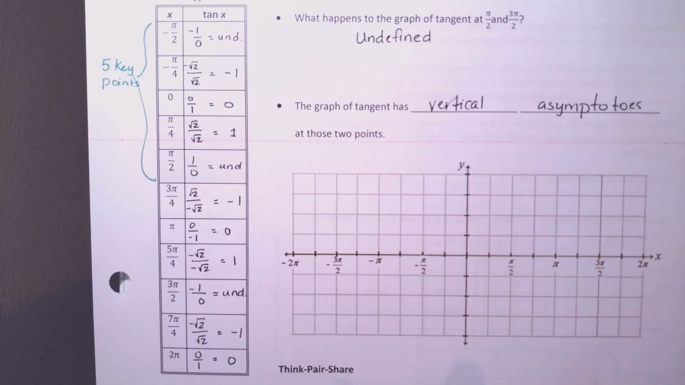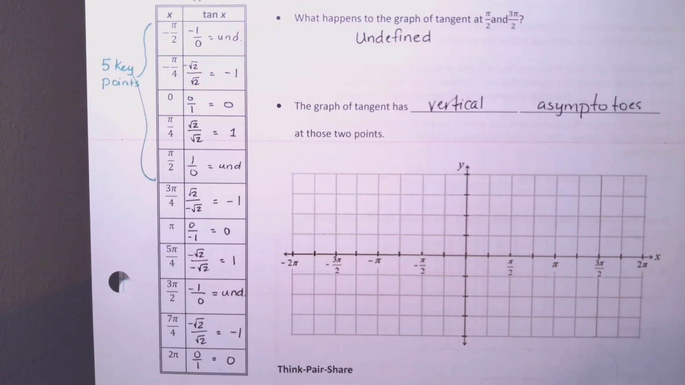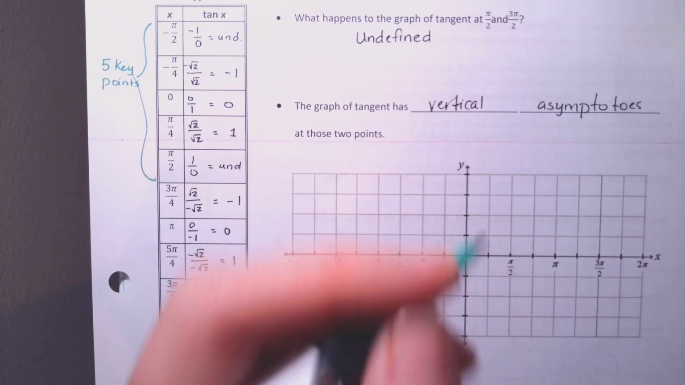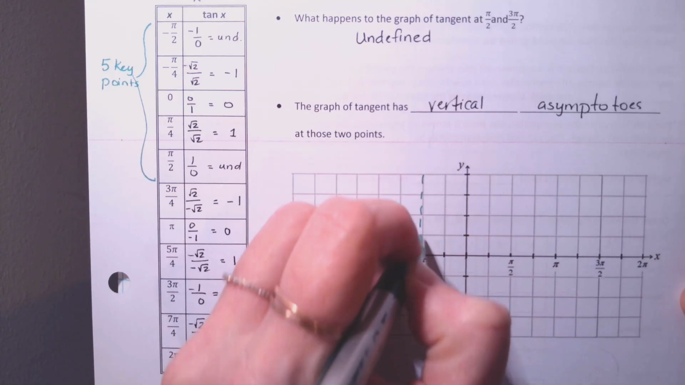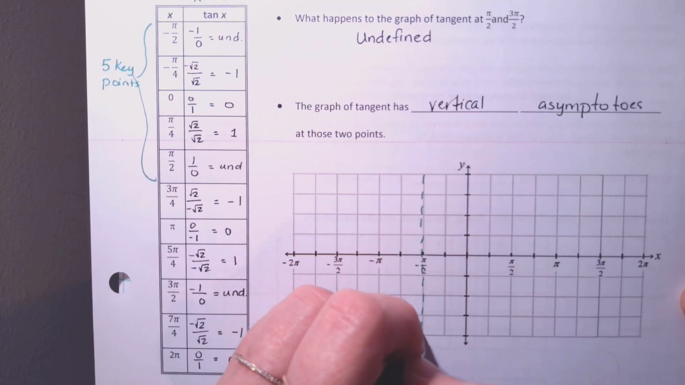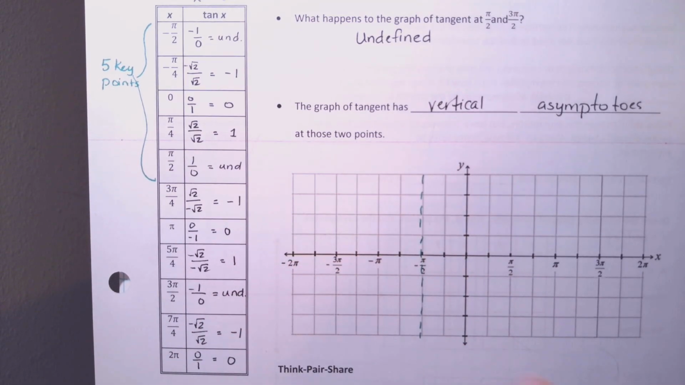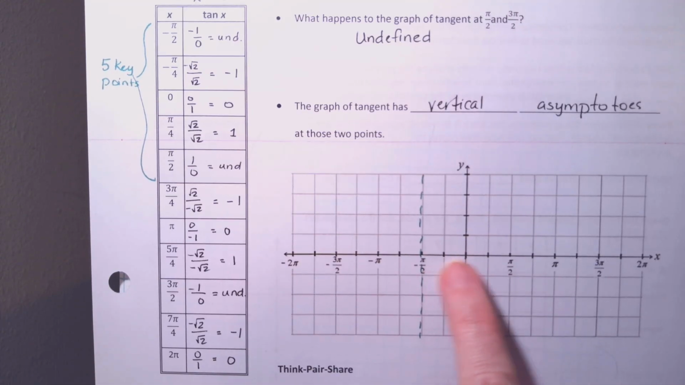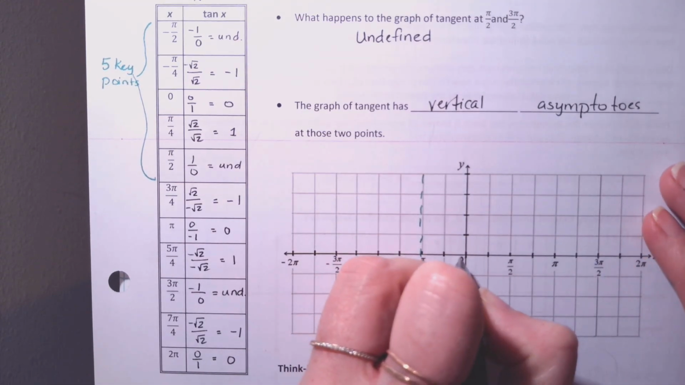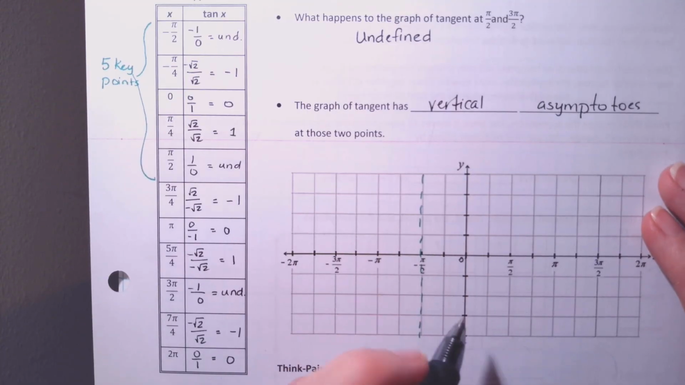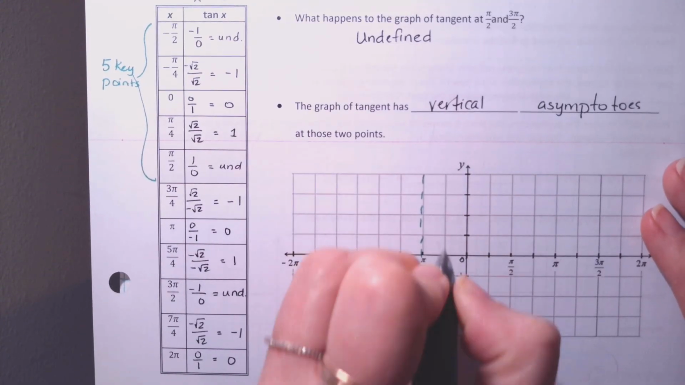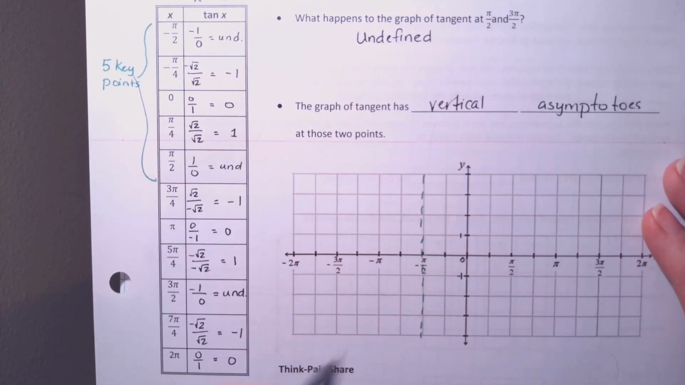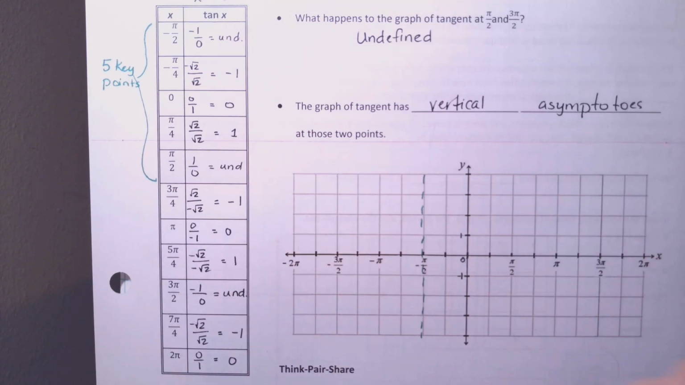Okay, so let's plot some points. So at negative pi over 2, we were undefined. So I'm going to put myself a vertical asymptote there. Okay, at negative pi over 4, which would be halfway in between 0 and negative pi over 2, right here, we had a value of negative 1, which I'm going to label a couple of them. Okay, so y value of negative 1.